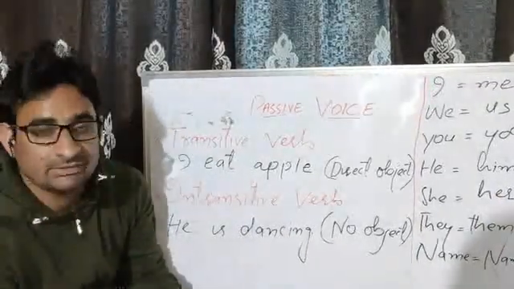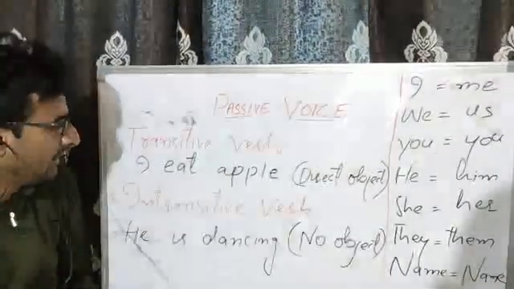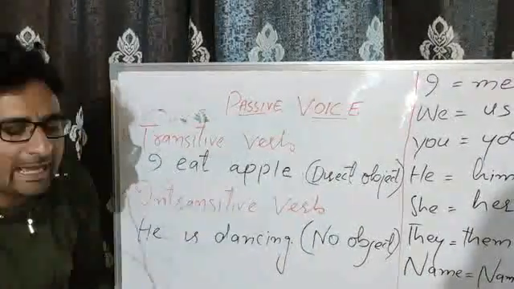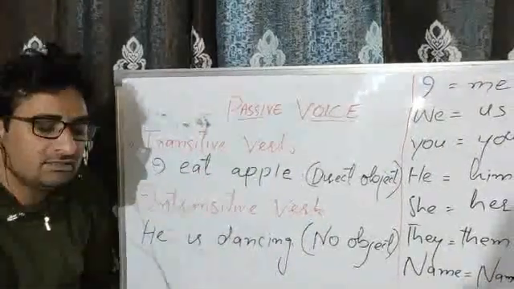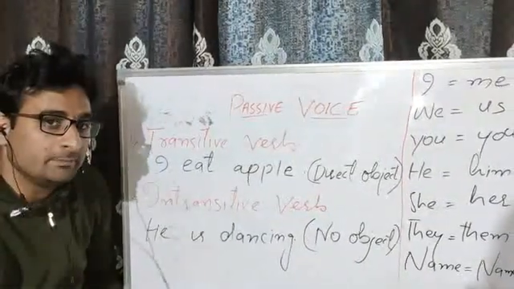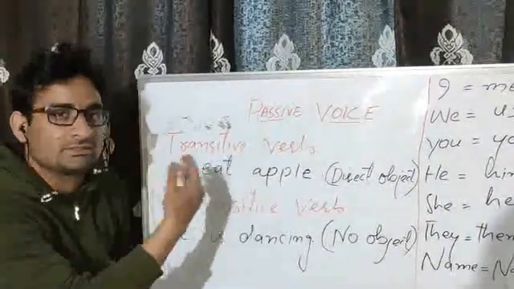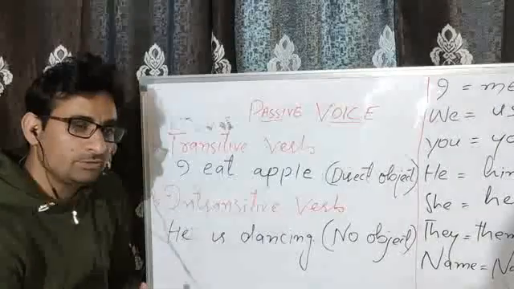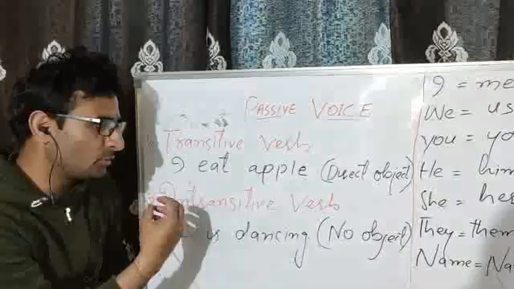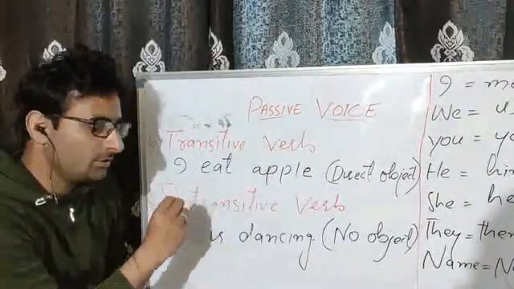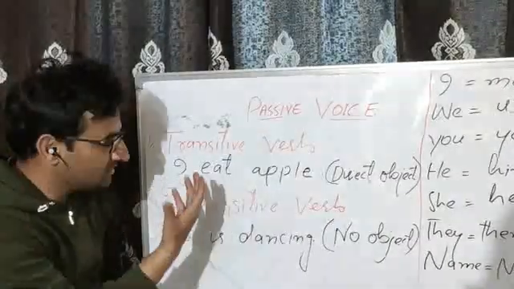First, we must know what actually a transitive verb is. So I have written a sentence on the board: I eat apple. The verb here is eat, and it is a transitive verb. A transitive verb is a verb which takes an object, a direct object, after it. Or you can say the action passes from the subject or the verb itself to the object. Here the verb is eat.